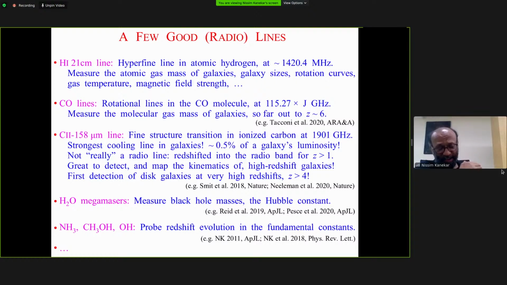H2O megamasers, I didn't really talk about this at all, but these are megamasers at 22 gigahertz, seen in the H2O line, which arise from a strange population inversion. I won't go into that. But these arise from disks sitting around active galactic nuclei. And these are super interesting because they actually allow you to measure the mass of the black hole. This has been done to death, and you get masses of about 40 million solar masses. But even more interesting, they allow you to measure the Hubble constant.